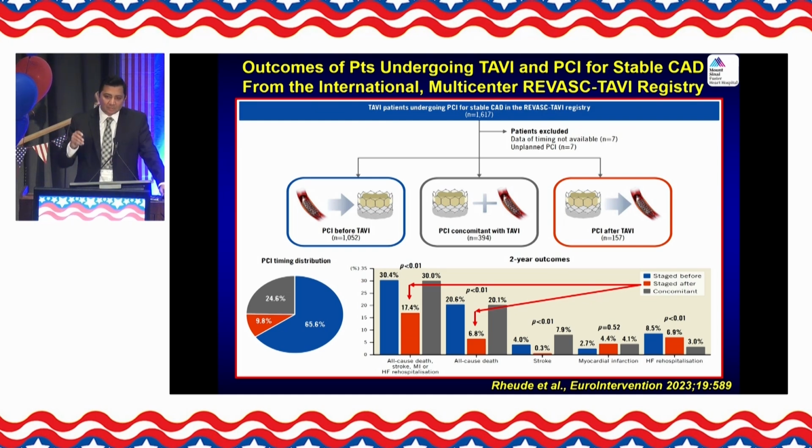And you clearly see, with the limitation of the retrospective nature, that the 2-year outcomes were better if you do the coronary artery disease PCI after the TAVR. Again, this has its own limitations of the retrospective nature, and there could be some critical disease that you, as an operator, may not feel comfortable proceeding with TAVR first. But this is the only guidance that we got.